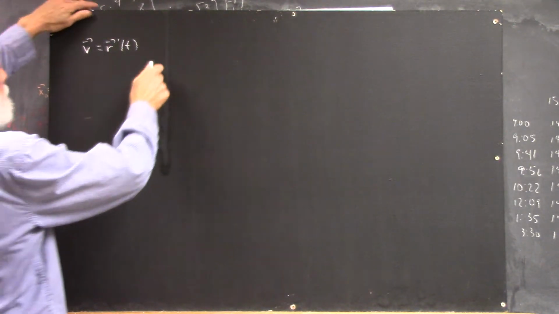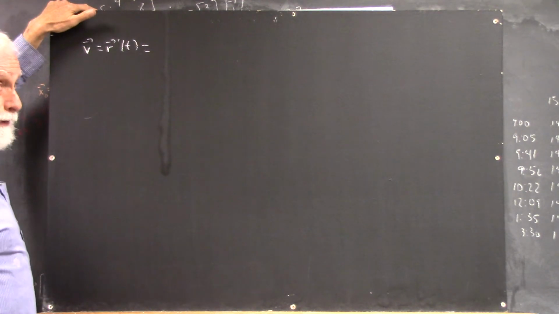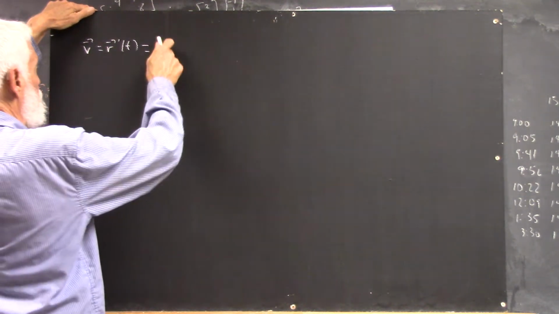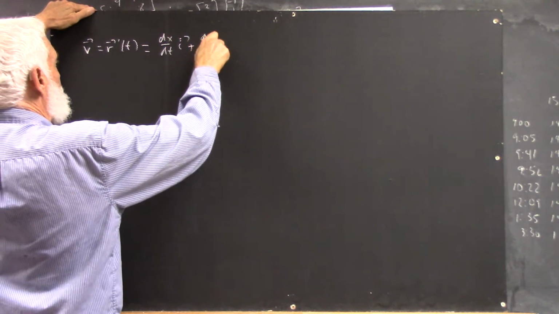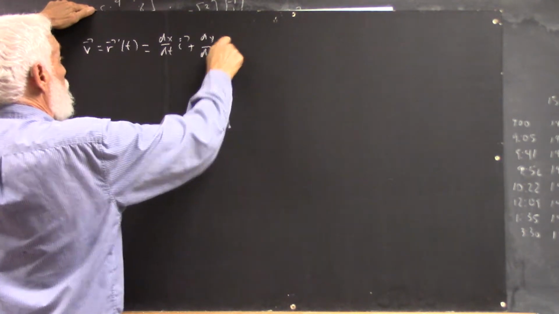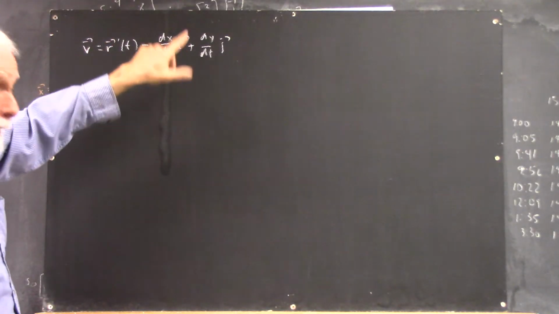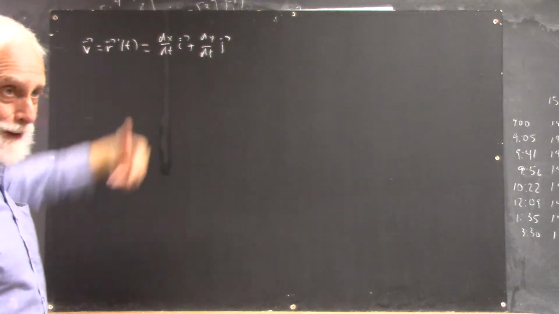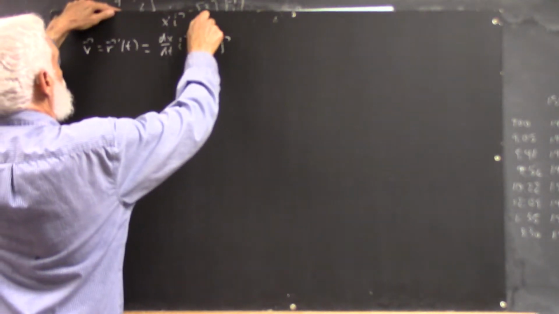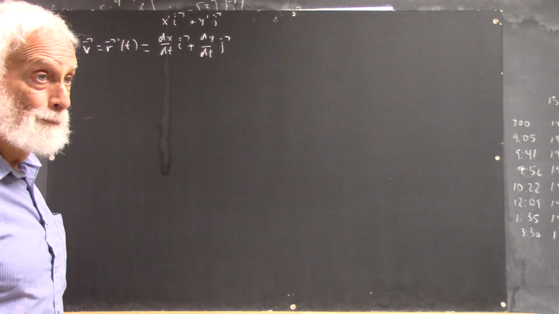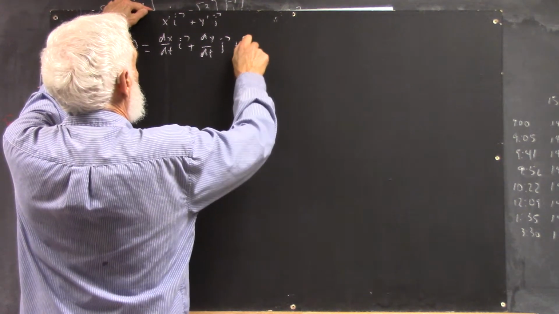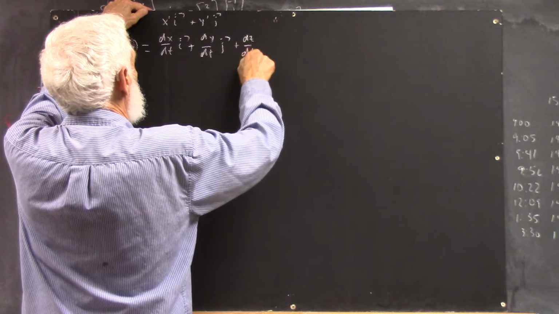Okay, so V is R prime of t. And I'm just going to do it in 2 dimensions because we'll be able to write it down more quickly. Which is dx dt i plus dy dt j. Instead of x prime i plus y prime j, I'm writing it dx dt i plus dy dt j, right? And before we wrote it as x prime i plus y prime j. And then a z prime k if we want that. Okay? Makes no difference. And might as well write plus dz dt k.